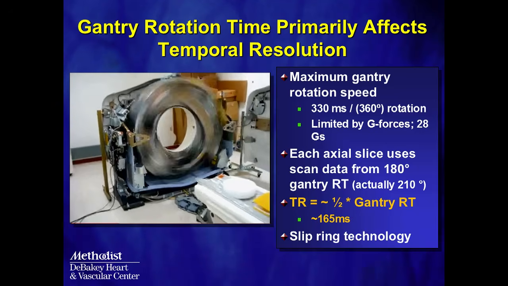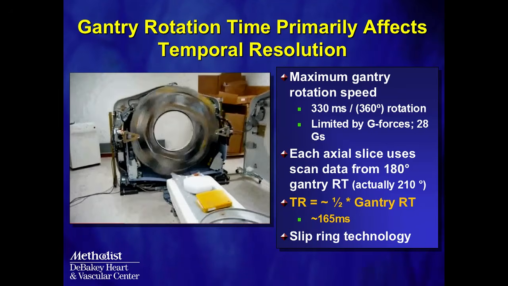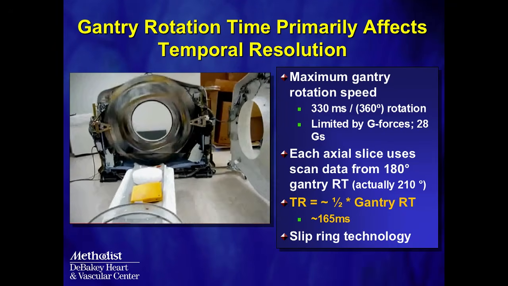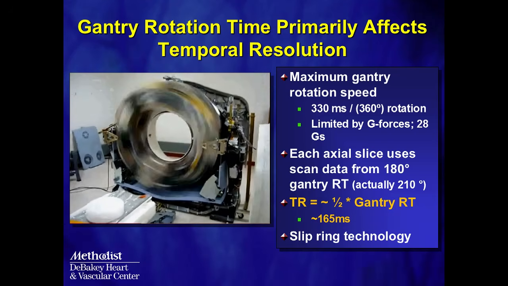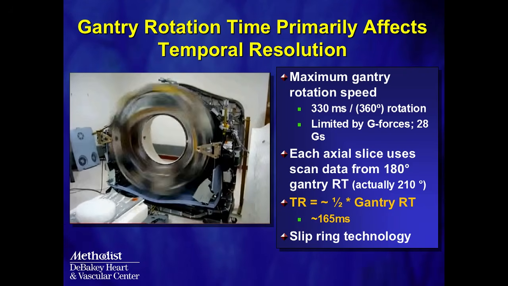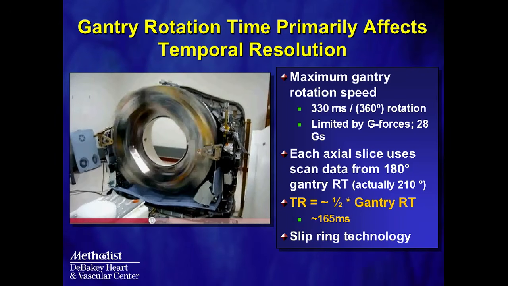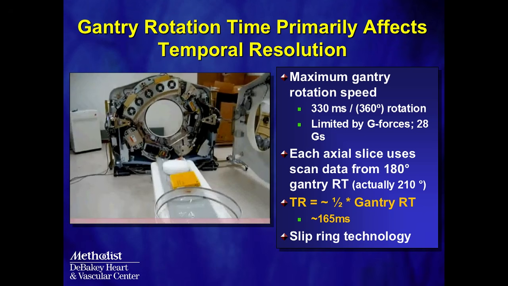Back in the day, our 64-slice scanner took 330 milliseconds to go 360 degrees. To create an image, you only need 180 degrees, so that was about 180 milliseconds of temporal resolution. And of course, the physics behind being able to spin like this are a field of itself.